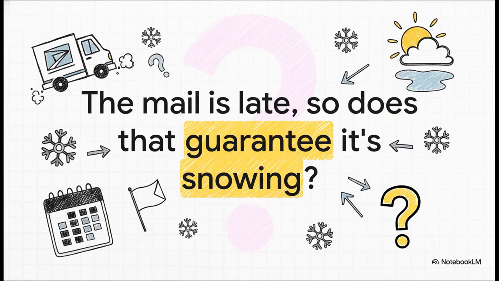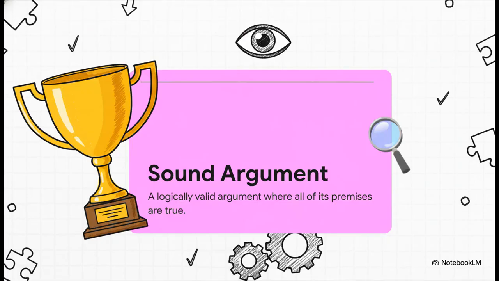All right, your turn. Let's do a quick checkpoint. If it snows, the mail would be late. The mail is late, therefore it is snowing. Is that a valid argument? Think about it for a second. Nope, it's invalid. Why? Because even if the first two statements are true, the conclusion isn't guaranteed. The mail could be late for a million other reasons, right? A flat tire, sick mail carrier, anything. The logic isn't airtight.